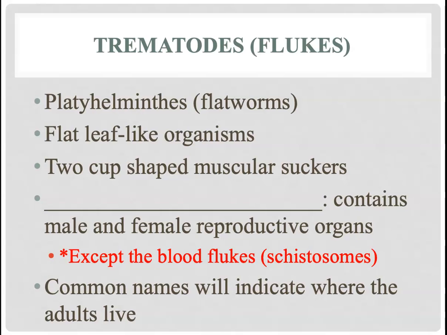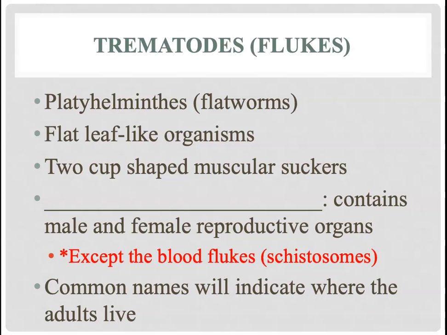So again, we are in the phylum of platyhelminths, the flatworms. And there's two classes here, the trematodes and the cestodes. The following bullets on this slide and the next slide are general characteristics of the flukes. And I will point out the unique ones, which usually belong to the blood flukes, the schistosomes, as they come up.